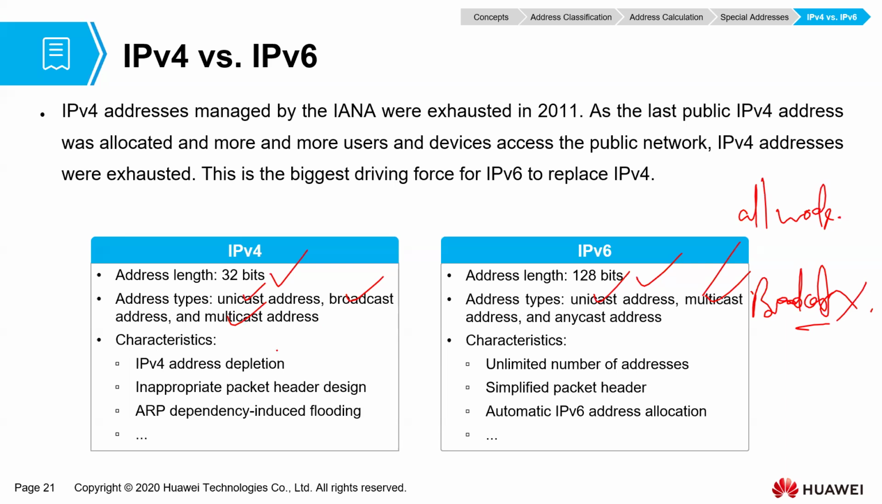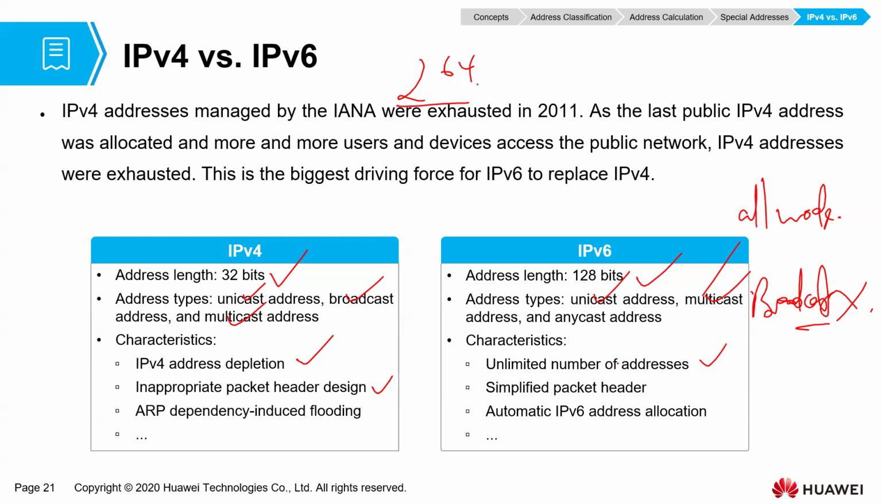Characteristics: IPv4 address depletion; IPv6 has an unlimited number of IP addresses. Unlimited for now, but I think the number is too huge. If you look at it, currently we're using 2 to the power of 64 addresses. 2 to the power of 64, I think it's a number I cannot even read. It's way more than trillions of IP addresses. That's why they are saying unlimited. But I think in the future, I doubt it will be unlimited.